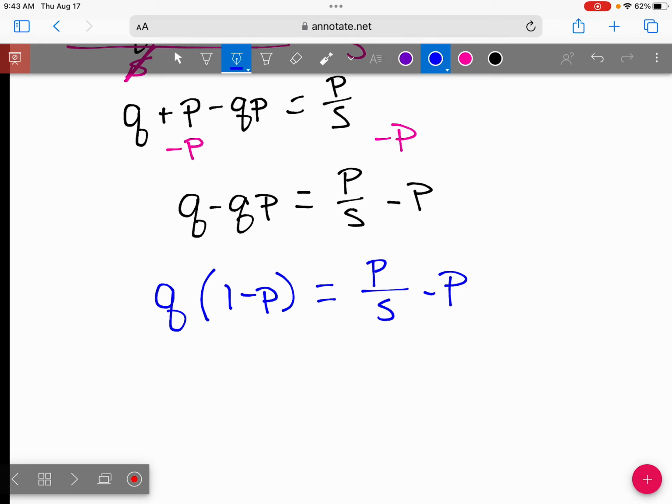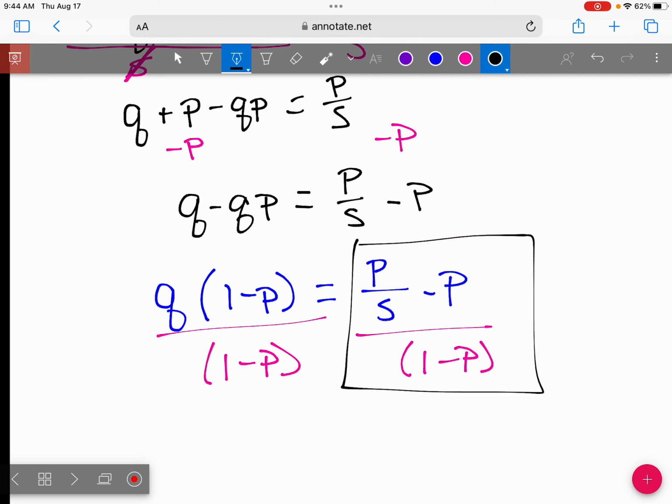I don't really care what the right side looks like. The right side can be a hot mess of crazy. I want Q by itself. What can I do to get Q by itself? Divide by 1 minus P. Divide this side by 1 minus P. And that's our answer. It looks gross, but that's valid.